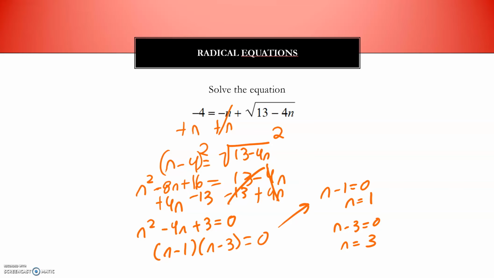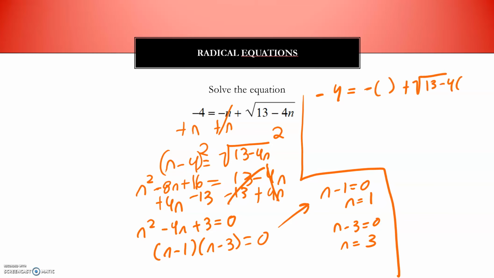Now for this, again, we have to check, and we're going to check with the original equation. So before I move that negative n over: negative 4 equals negative n plus the square root of 13 minus 4n. Let's do the 1 first. Negative 4 equals negative 1 plus the square root of 13 minus 4, which is 9. Negative 4 equals negative 1 plus 3. And that is definitely not true. Negative 4 is not equal to, that would be positive 2. This is an extraneous solution.